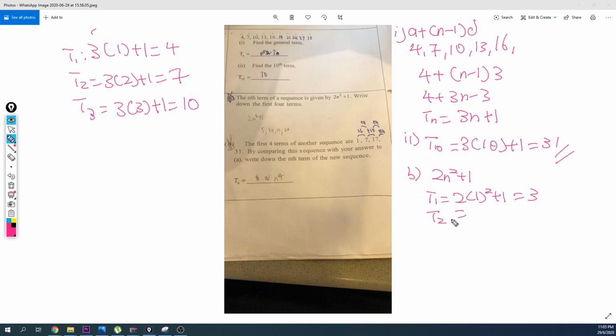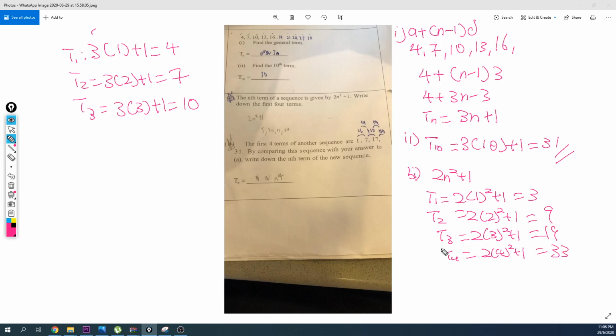For the second term, you just do likewise and put the value of 2 in, so that will be 2 times 2 squared plus 1, which gives you 9. For the third term, it will be 2 times 3 squared plus 1, and that will give you 19. For the fourth term, that will be 2 times 4 squared plus 1, and that will give you 33. So these are the first 4 terms of this sequence: 3, 9, 19, and 33.